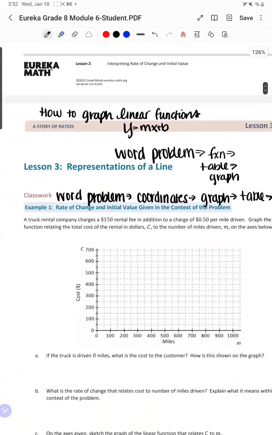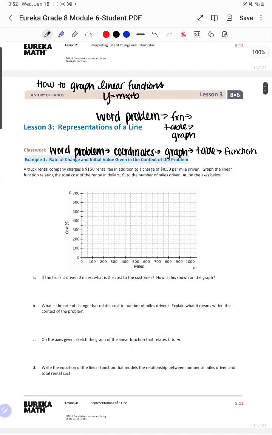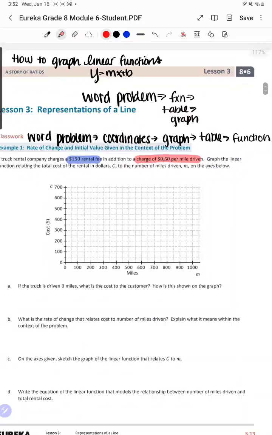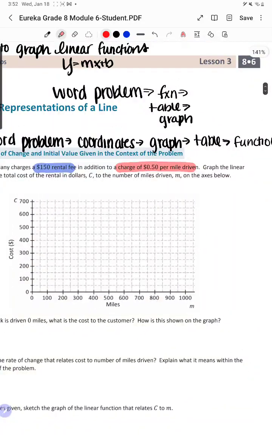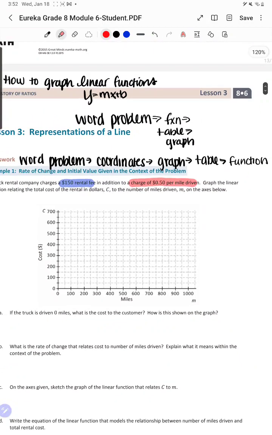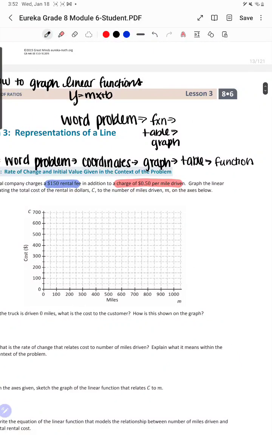All right, so let's take a look at this first problem. A truck rental company charges a $150 rental fee, okay? Now, in addition to a charge of 50 cents per mile driven. So now what I want you to do is answer the multiple choice questions that are going to pop up on your screen, and then I want you to create a function of y equals mx plus b, except I want you to substitute in the slope for m and the y-intercept for b, okay?